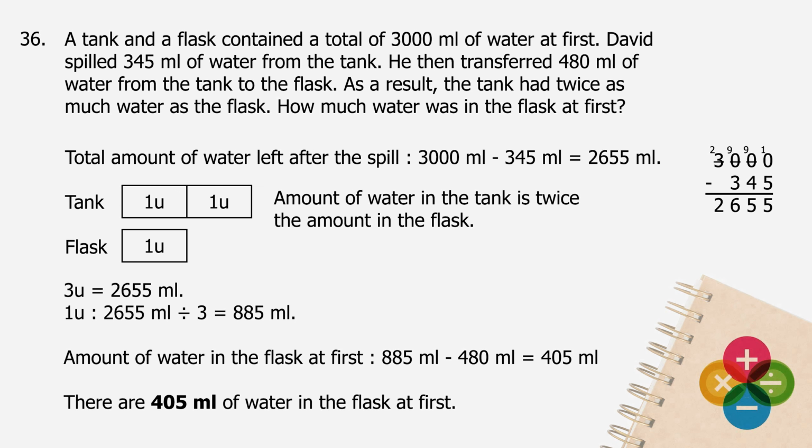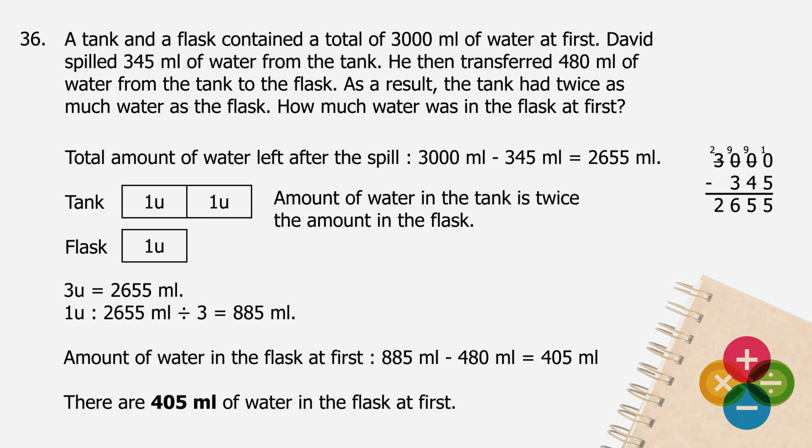The total amount of water left after the spill will be, subtract 3,000 milliliters from 345 milliliters, and the difference is 2,655 milliliters. The amount of water in the tank is twice the amount in the flask, after adding 480 milliliters of water to the flask.